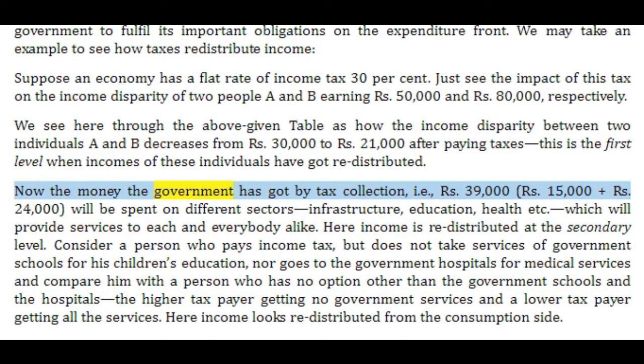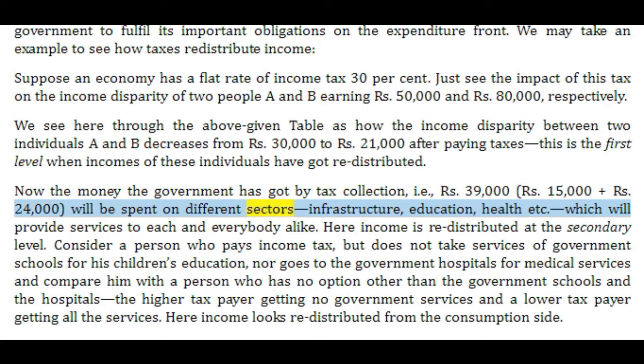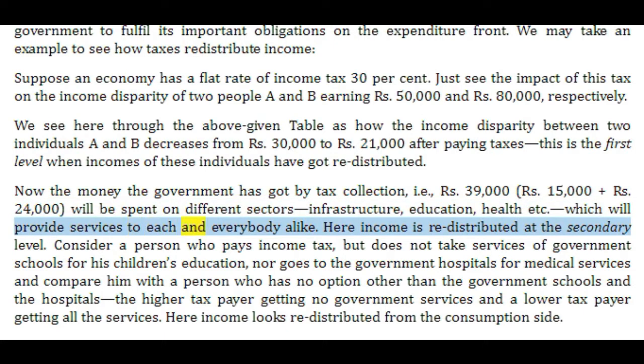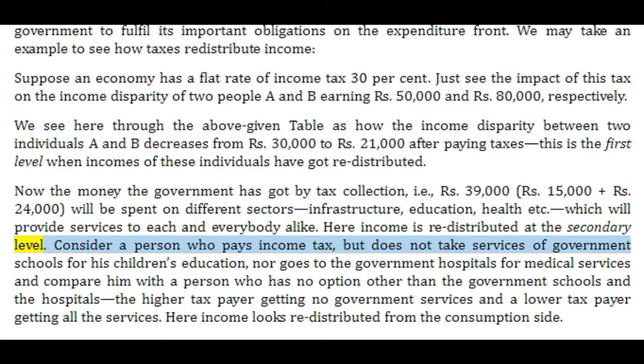Now the money the government has got by tax collection, i.e., 39,000 rupees, 15,000 rupees plus 24,000 rupees, will be spent on different sectors, infrastructure, education, health, etc., which will provide services to each and everybody alike. Here income is redistributed at the secondary level.